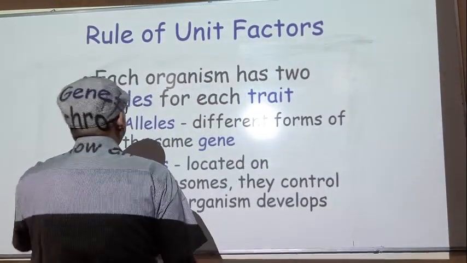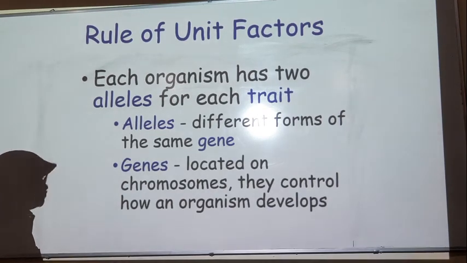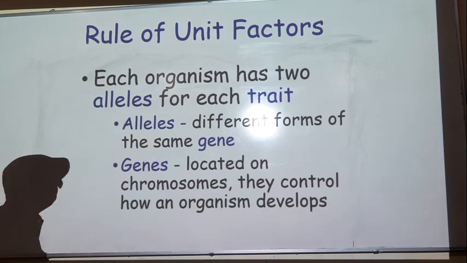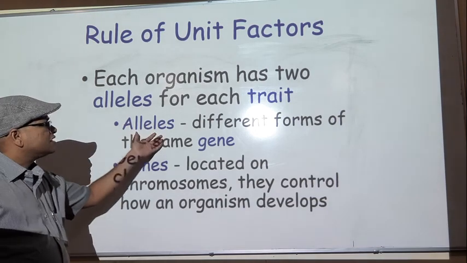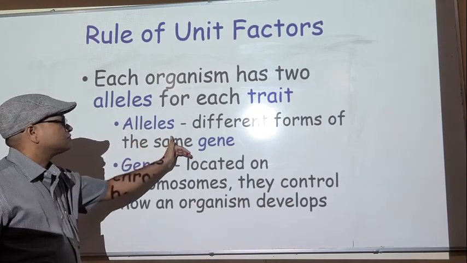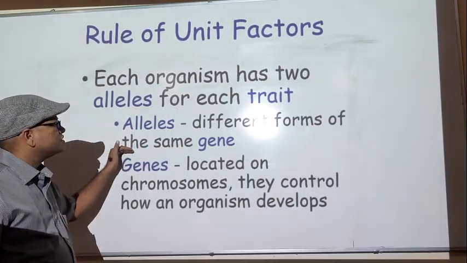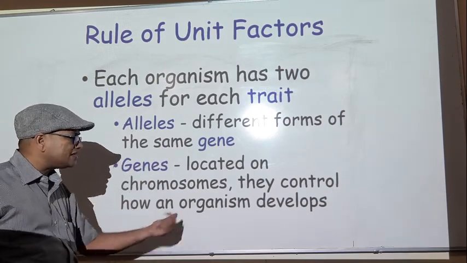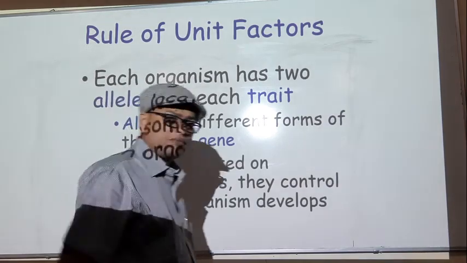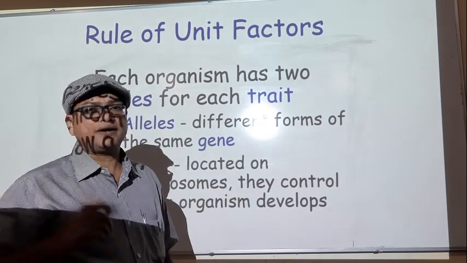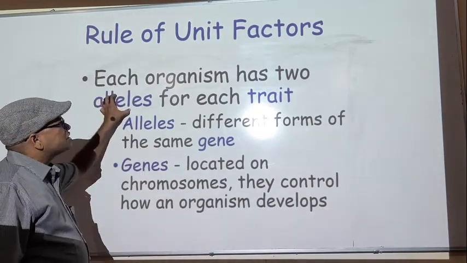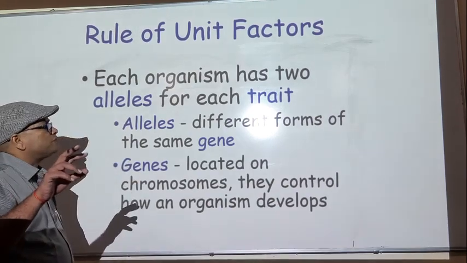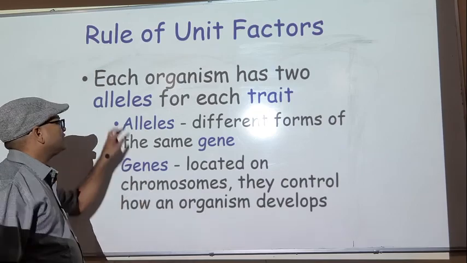Now, here is the rule of unit factors. What is the rule of unit factors? Each organism has 2 alleles for each trait. What are alleles? Alleles are the different forms of the same gene. And genes are located on chromosomes, and they control how an organism develops. Actually, at the time of Mendel, the term gene was not coined. So alleles means each and every trait has 2 forms, and these 2 forms are characterized by the alleles.